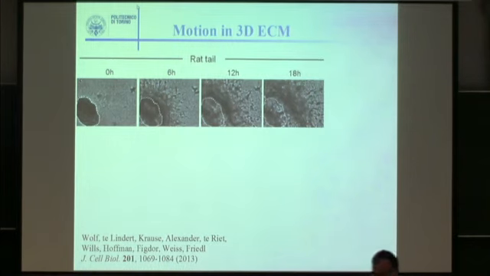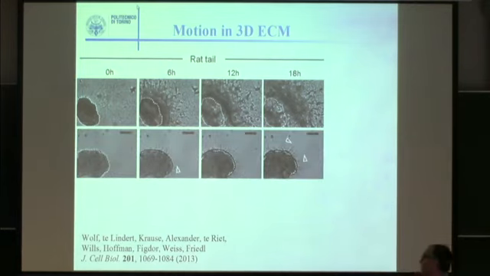So, starting from the experiments, these are the experiments by Katarina Wolf and Peter Friedl. You see here an aggregate that is growing in a gel, in a rat tail collagen, and it's invading in 18 hours. This is a similar aggregate that is actually not growing in a gel. You see those spikes over there, but I will show you the movie of one single cell.